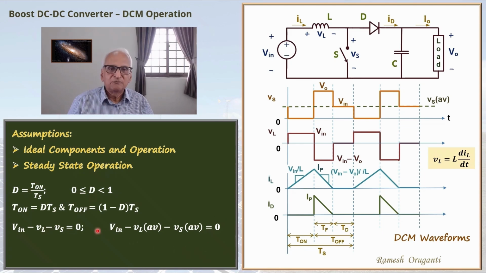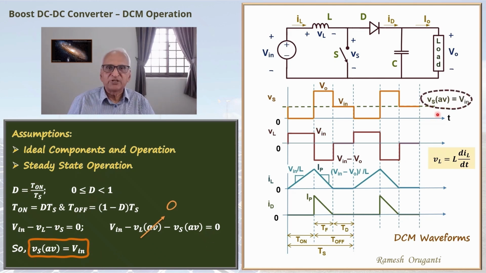equal to 0. And VL average is the DC voltage across the inductor. There cannot be any DC voltage across the inductor under steady state operation. If VL average is not 0, that means cycle by cycle the average current will be changing. That means we are not under steady state. So VL average is 0. So what it means is Vs average is Vin. So the average of the switch voltage is the same as the input voltage. That is what we have noted here. We also noticed that during the TD interval, the switch voltage is Vin.